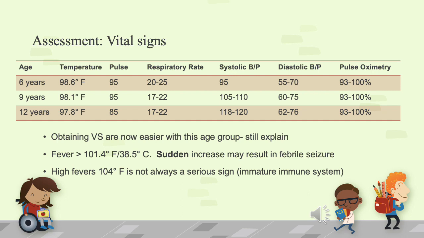High fevers of 104 in an adult client will indicate that there is a severe infection, typically, whereas with children, it's common to have high fevers, and it's not always a serious sign, but rather because they have an immature immune system still.